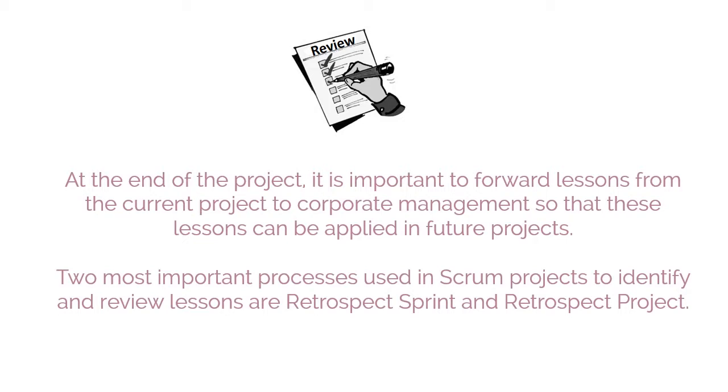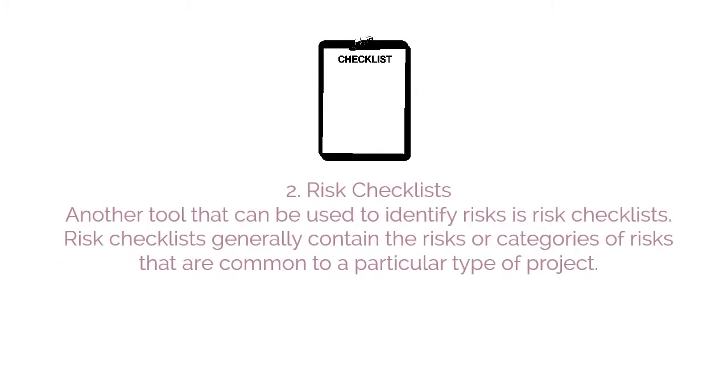At the end of the project, it is also important to forward lessons from the current project to corporate management so that these lessons can be applied in future projects. The 2 most important processes used in Scrum projects to identify and review lessons are Retrospect Sprint and Retrospect Project.